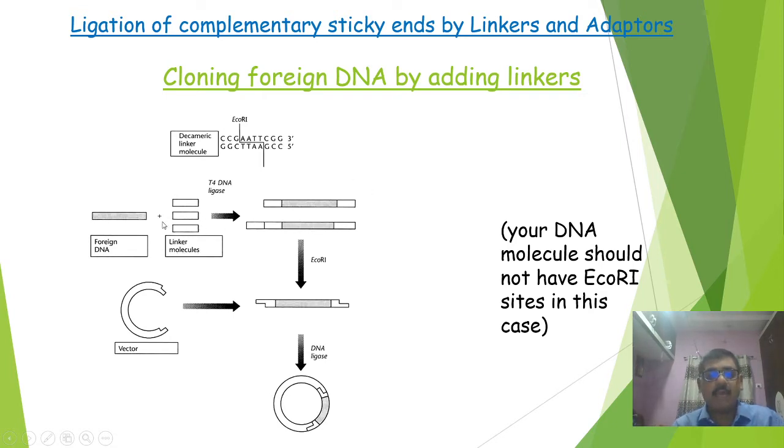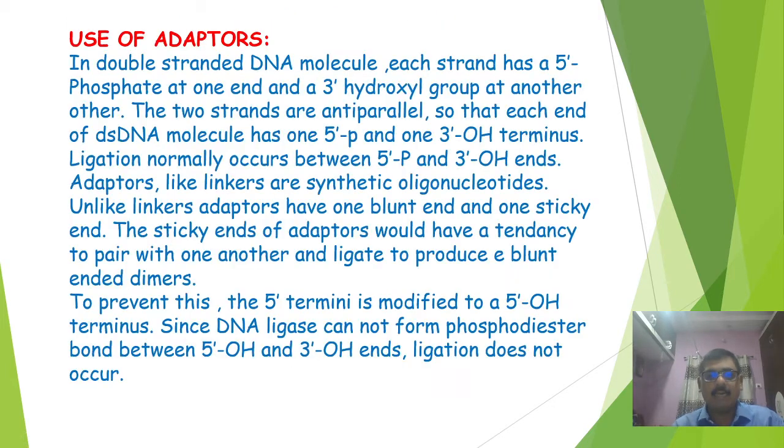These are joined together with the help of T4 DNA ligase, and now this entire molecule is subjected to the action of EcoR1. EcoR1 will produce the sticky ended molecule, and this sticky ended molecule can now be ligated into the vector molecule. So in this way the blunt ended molecule is converted into a sticky ended molecule. This is how a linker molecule is used.